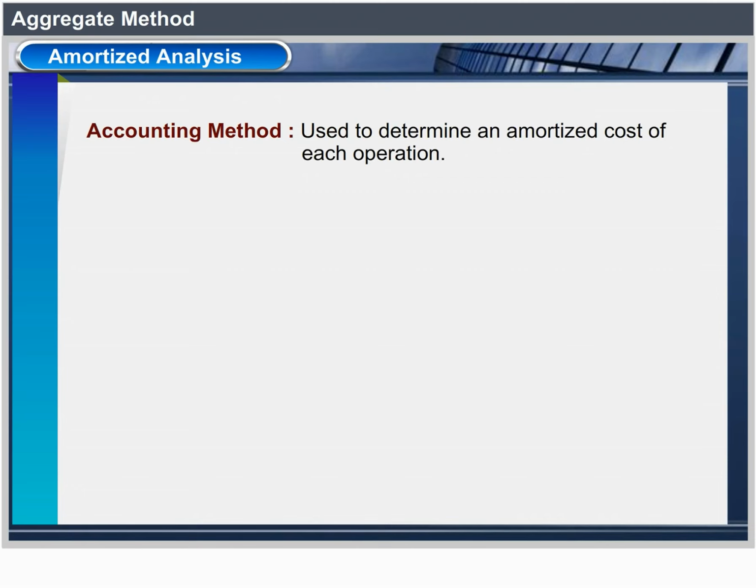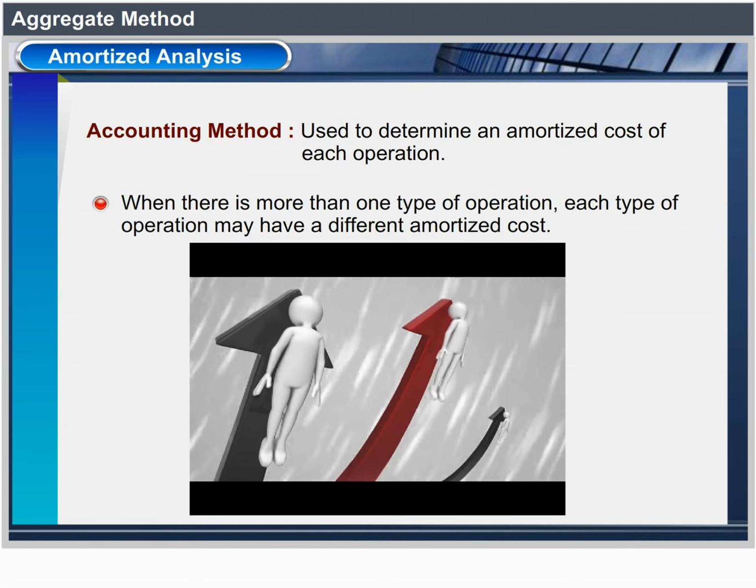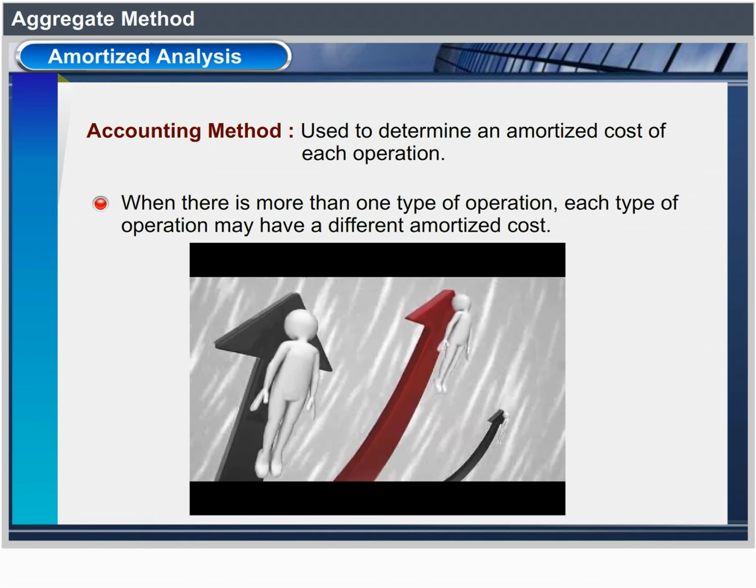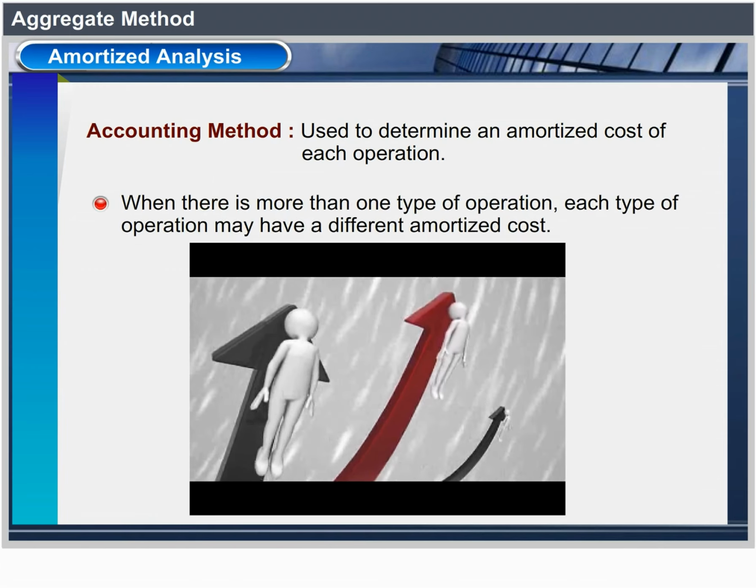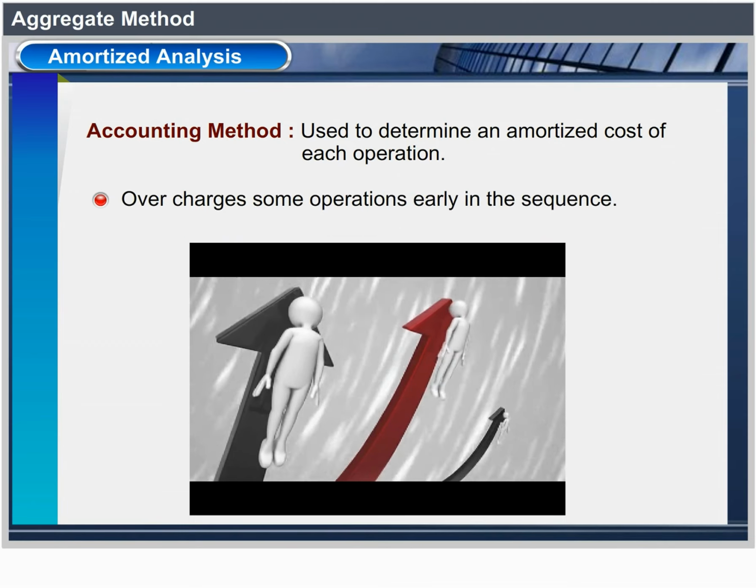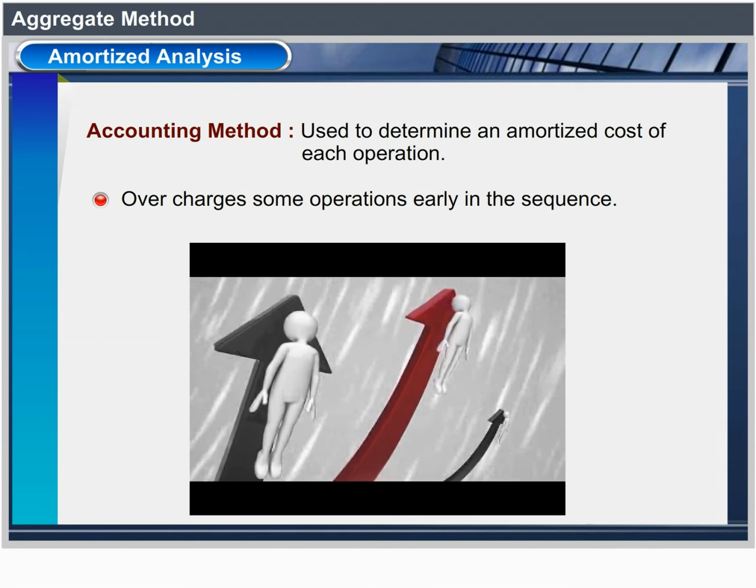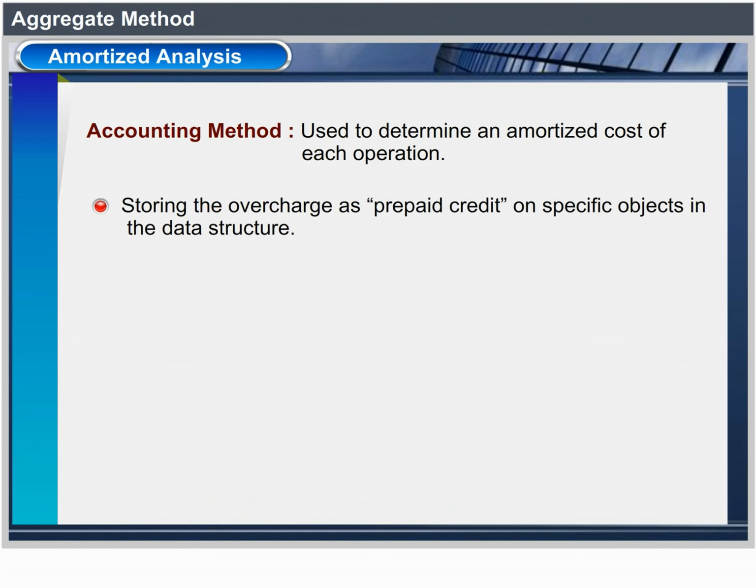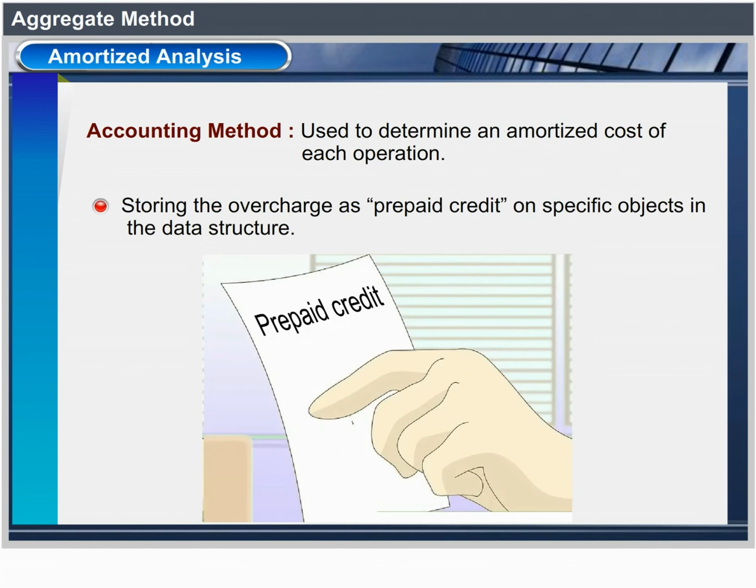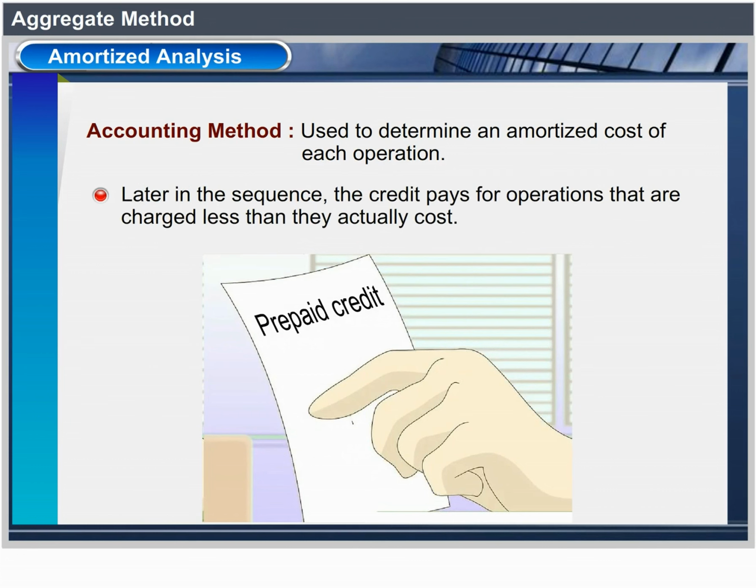Accounting method. Used to determine an amortized cost of each operation. When there is more than one type of operation, each type of operation may have a different amortized cost. It overcharges some operations early in the sequence, storing the overcharge as prepaid credit on specific objects in the data structure. Later in the sequence, the credit pays for operations that are charged less than their actual cost.